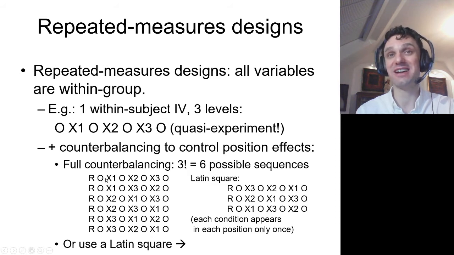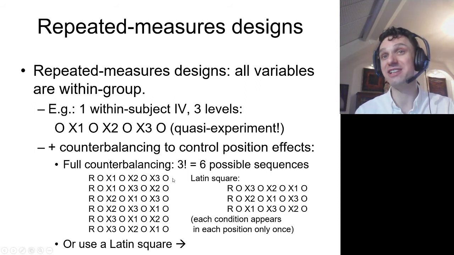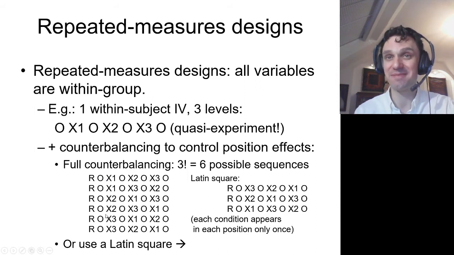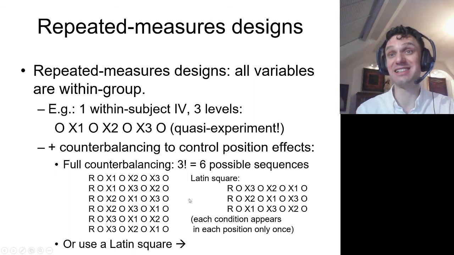But of course, if I have more than 3 levels, if I have 4 factorial, it will be 24 possible sequences, etc. It might not be feasible anymore. So I can also use a Latin square to reduce the number of possible sequences. And for repeated measures, Latin square helps me to reduce the number of my groups.